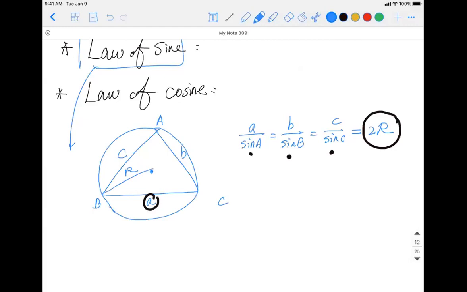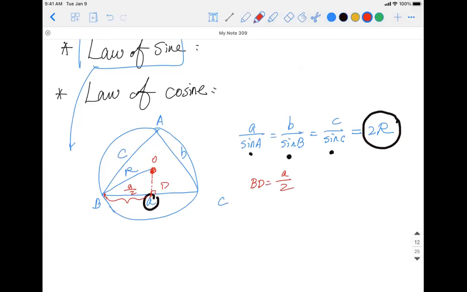Well, how can I prove it? This is actually something very easy. Let's have a quick look. I just want to add a quick auxiliary line and we're good to go. From here, this is the circle center, O. I'm going to make a perpendicular line to my BC chord. OD is perpendicular to BC, so you will automatically have BD equals half of A.